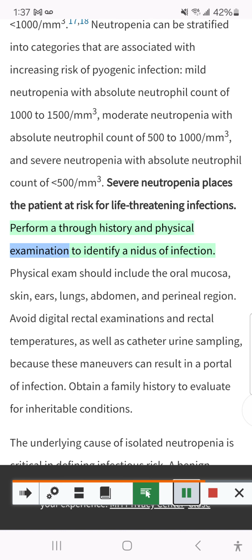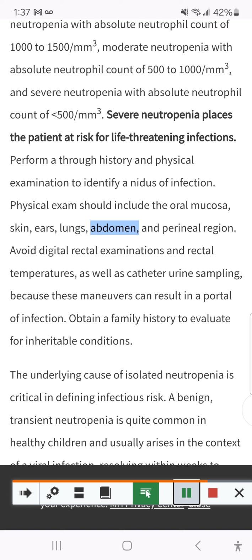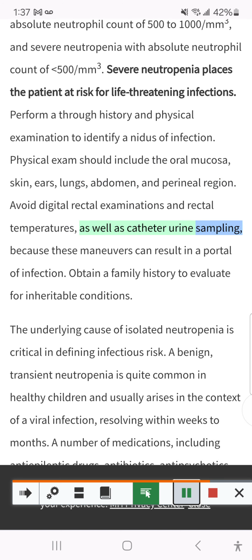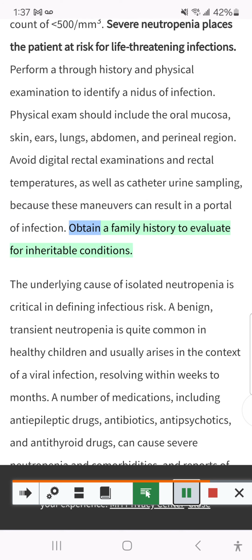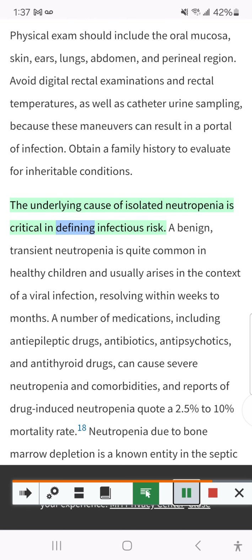Perform a thorough history and physical examination to identify sites of infection. Physical exams should include the oral mucosa, skin, ears, lungs, abdomen, and perineal region. Avoid digital rectal examinations and rectal temperatures, as well as catheter urine sampling, because these maneuvers can result in a portal of infection. Obtain a family history to evaluate for inheritable conditions. The underlying cause of isolated neutropenia is critical in defining infectious risk.